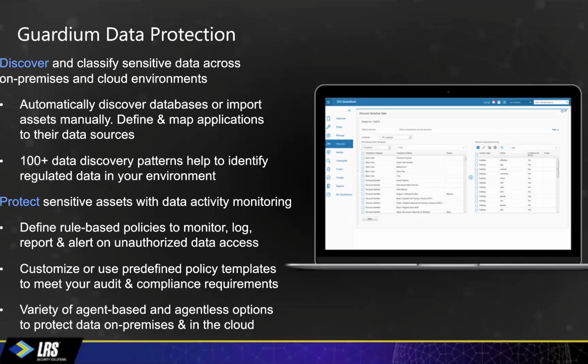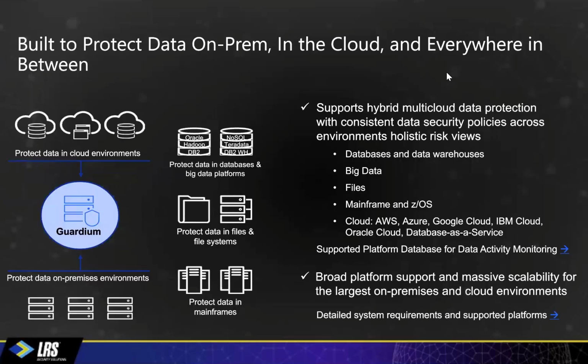This screenshot on here, which I realize is hard to see, is actually an example of how an admin would define a set of discovery rules to identify regulated sensitive data in an on-prem environment. And Guardian Data Protection is built to protect client data, again, no matter where it resides across a hybrid and multi-cloud environment. So it covers all major data sources, including databases, big data, files, mainframe, and various cloud data sources as well. Guardian Data Protection also offers various deployment options to suit the client's environment. So it supports deployment on several different cloud platforms and is available as a hardware or a software offer.